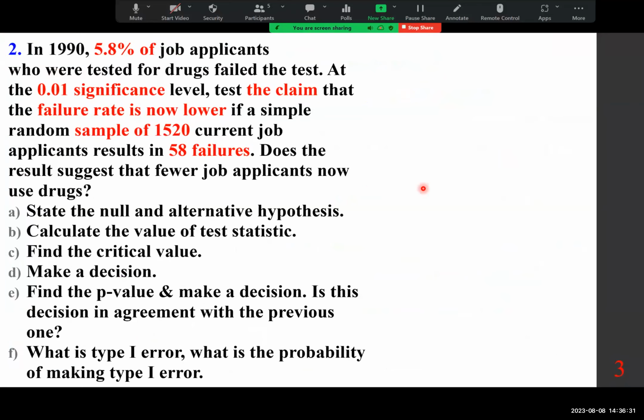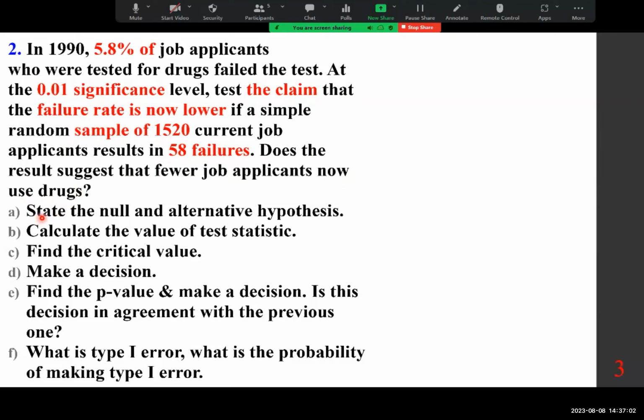Could somebody read this question, please? In 1990, 5.8% of job applicants who were tested for drugs failed the test. At the 0.01 significance level, testers claimed that the failure rate is now lower if a simple random sample of 1,520 current job applicants results in 58 failures. Does the result suggest that fewer job applicants now use drugs?